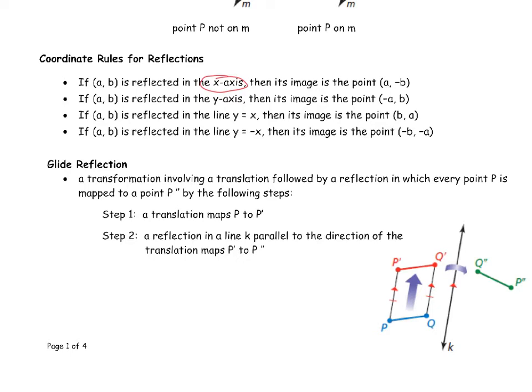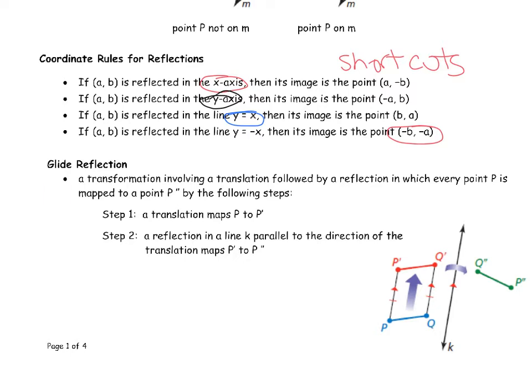If you have a point that's reflected over the y-axis, then its image would be at (negative A, positive B). If you have a point that's reflected in the line y equals x, then its image is point (B, A). And lastly, if you have a point reflected in the line y equals negative x, then its image is (negative B, negative A). So like I said, these are just shortcuts, and you guys don't have to memorize them. I'll let you write them down in our foldable that we'll create at the end of all the transformations.